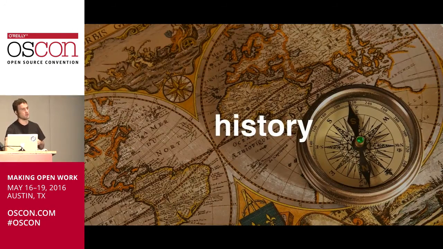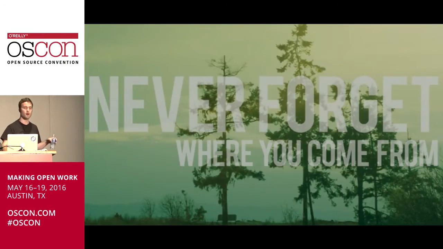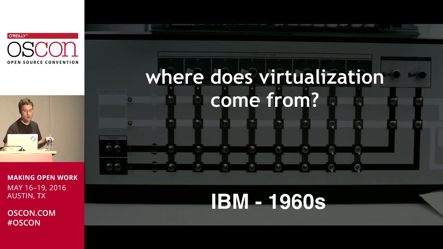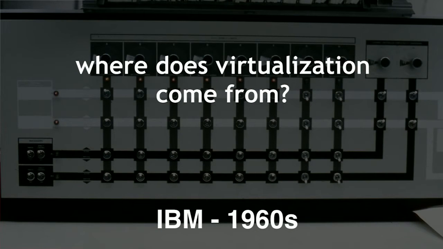So let's jump into the history. Why are we even talking about unikernels? Why is this a thing now? It's not new, that's for sure. So let's roll back the years a bit. In fact, let's roll all the way back to the 1960s, because that's where virtualization came from. Virtualization came from IBM in the 1960s on this particular machine.